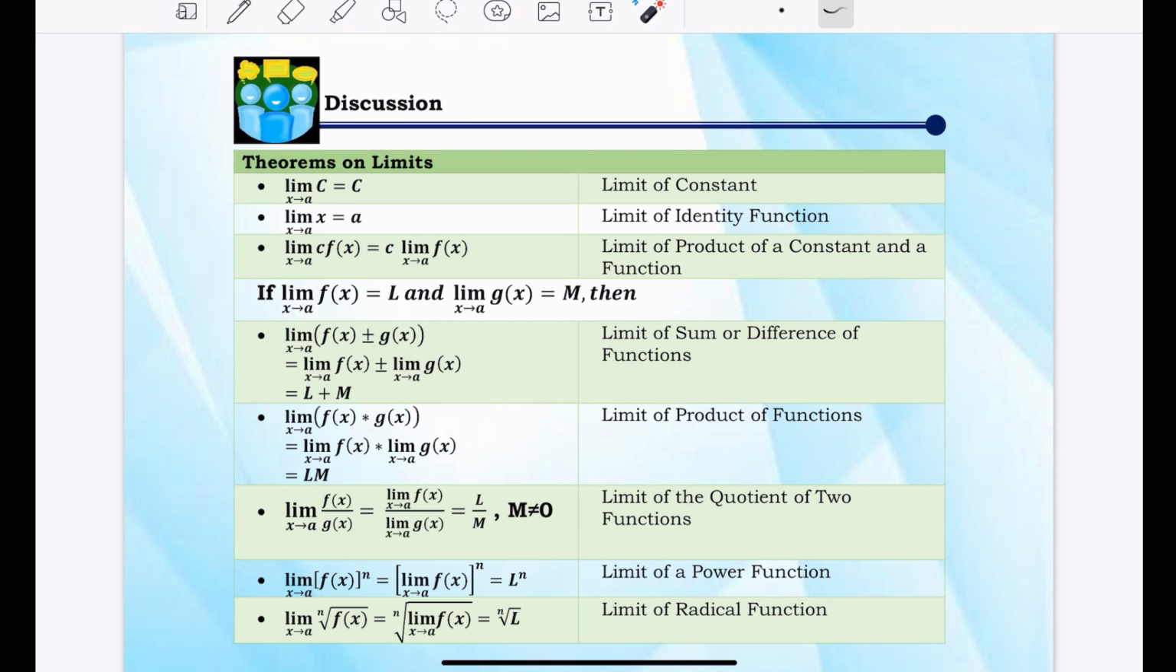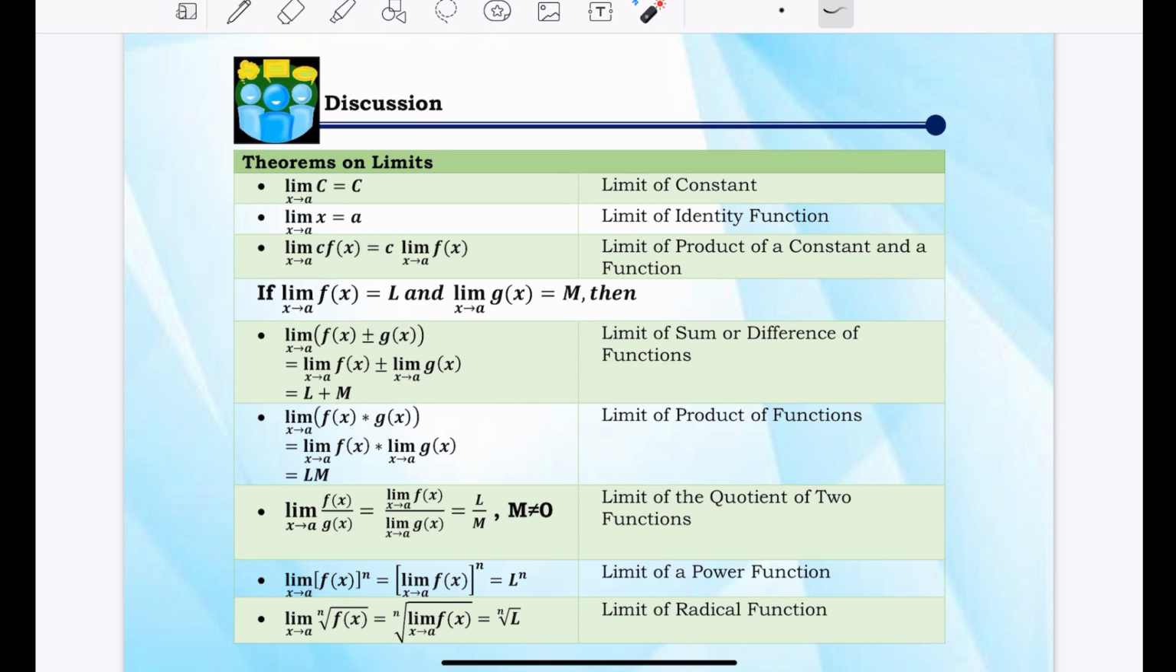The limit of f of x raised to n where x approaches a is equal to the limit of f of x where x approaches a, quantity raised to n. That is equal to L raised to n. And this is called the limit of a power function. The limit of the nth root of f of x where x approaches a is equal to the nth root of the limit of f of x where x approaches a, or that is equal to the nth root of L, and that is the limit of a radical function.